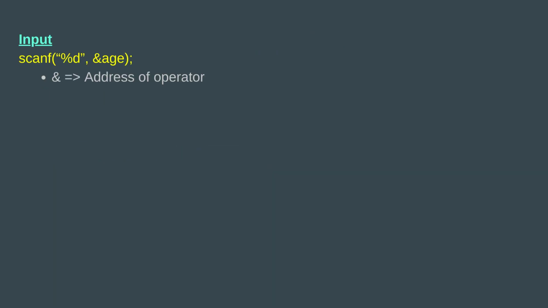Now let's talk about input in C. For taking input in C, we use scanf function. Inside scanf, we first mention the format specifier of data type, followed by a comma, and then using the address of operator, we write the variable name whose value we want to print. Here, the address of operator, denoted by ampersand, stores the address of the variable. So, through the help of scanf, the input value is stored in the memory address of the variable.